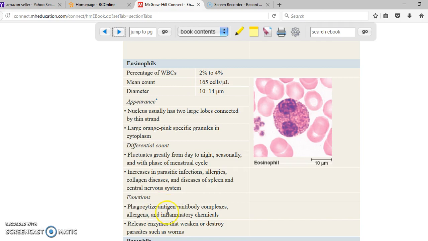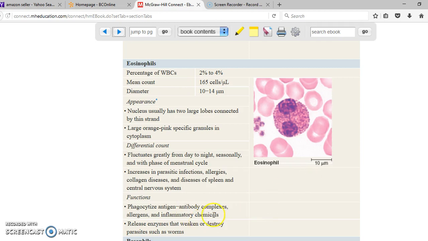In addition to that, also the release of inflammatory chemicals. You release these chemicals that you have in here and they're going to stimulate inflammation. And also they are going to phagocytize antigen-antibody complexes. An antigen is any substance that comes from outside your body inside, therefore producing a reaction in your body in order to get destroyed.